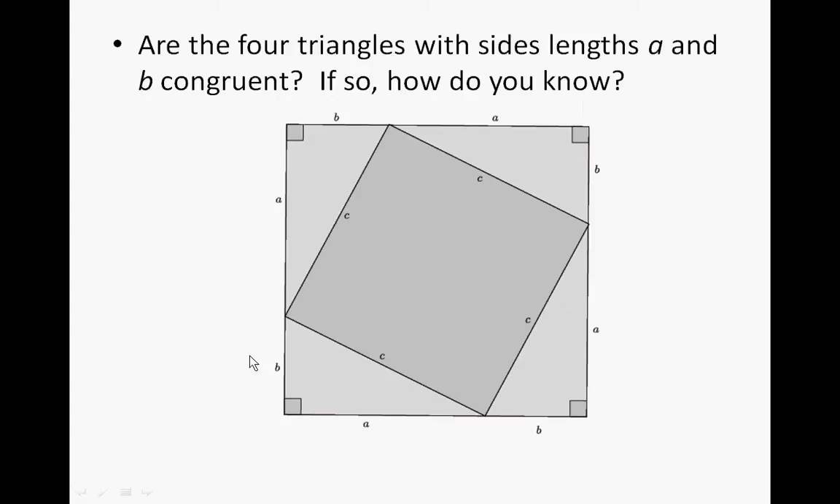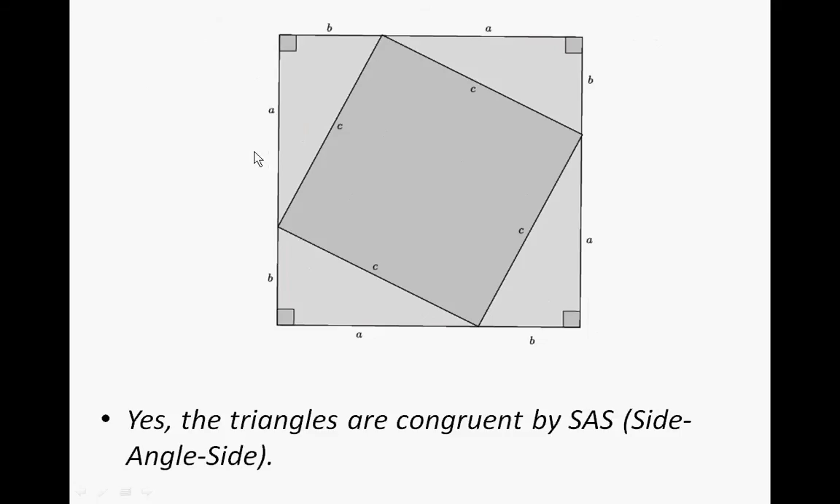Are the 4 triangles with side lengths A and B congruent? So A and B, these are side lengths. Are they congruent? If so, how do you know? Well, the answer is yes, they are congruent. And the reason they are is by the side angle side.